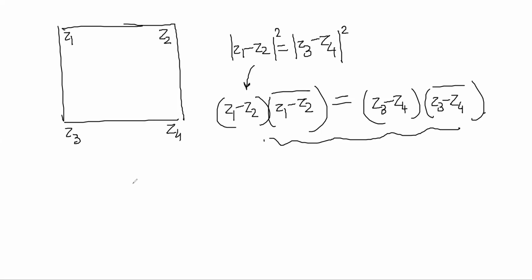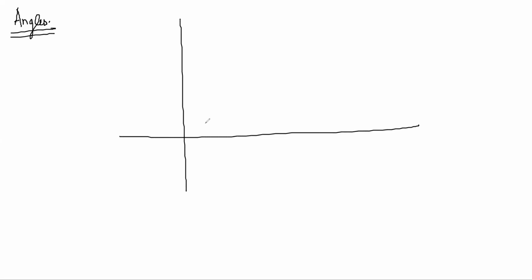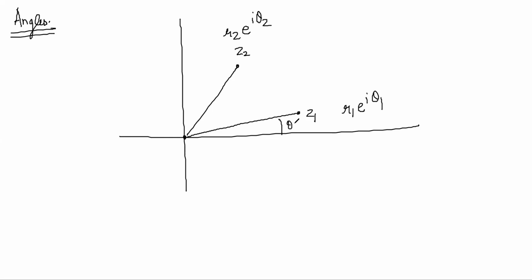So now we come to angles. How do we represent angles? Think of this. If there is the origin here, and there is Z1 here and Z2 here, Z2 can be written as R2 e^(i theta 2), and Z1 can be written as R1 e^(i theta 1). So what it means is this angle is theta 1 and this angle is theta 2.